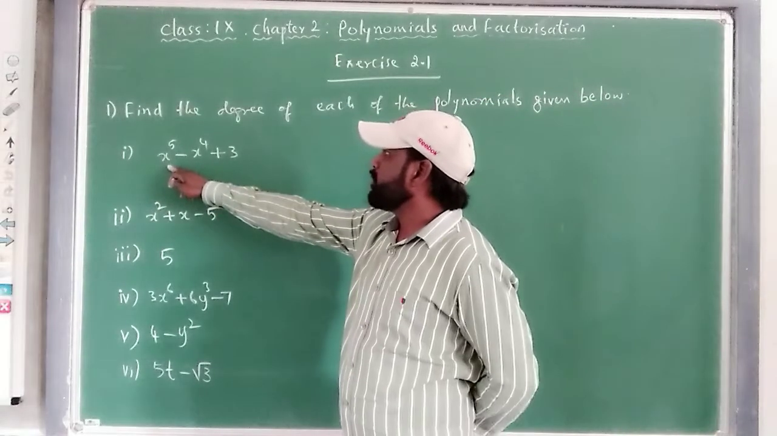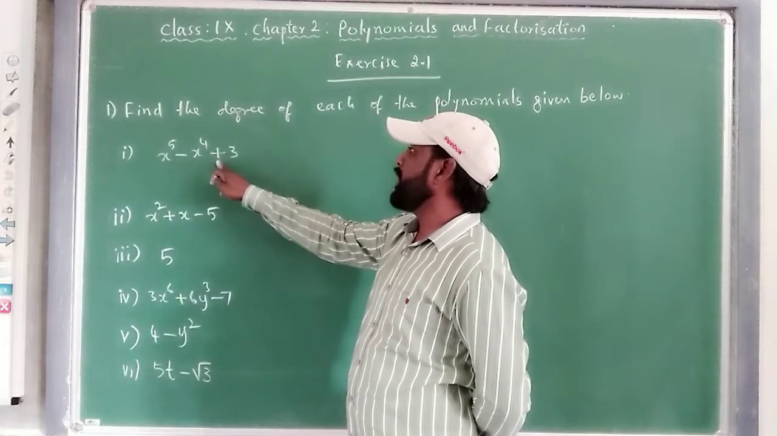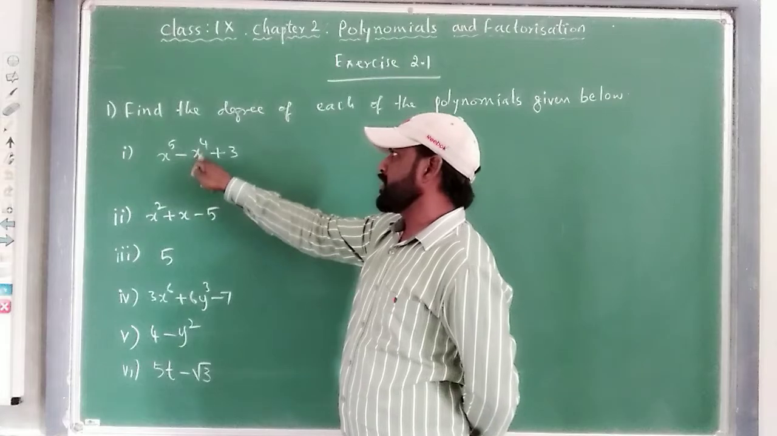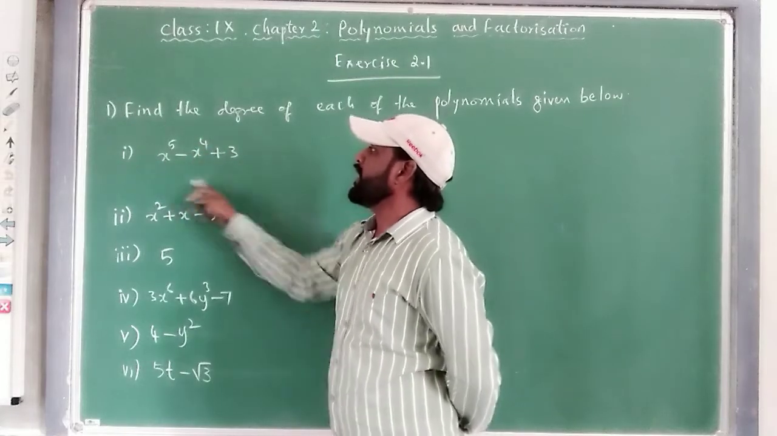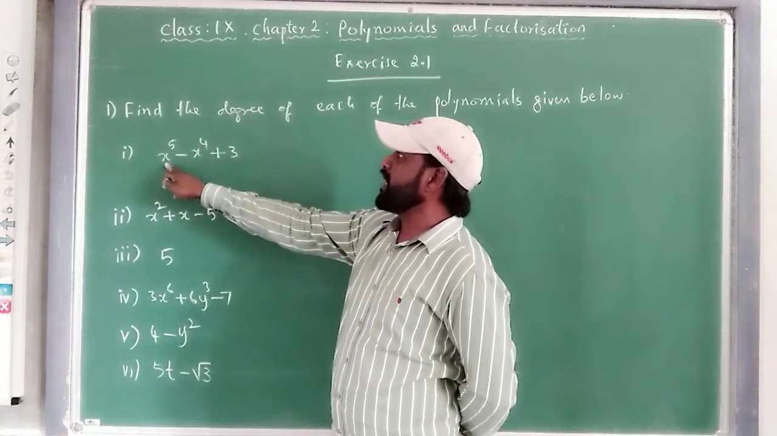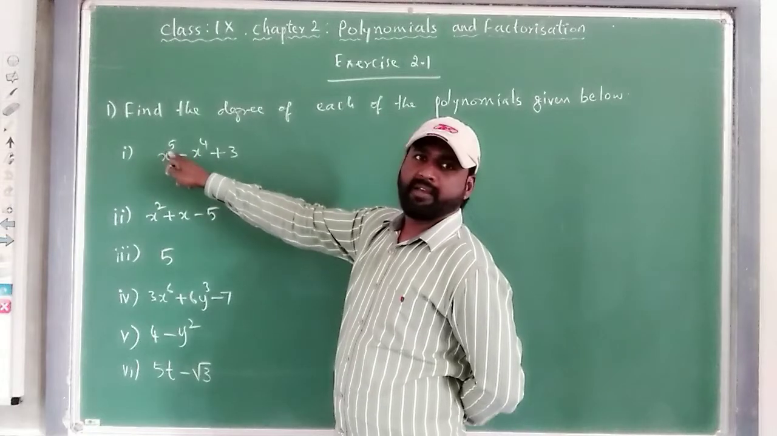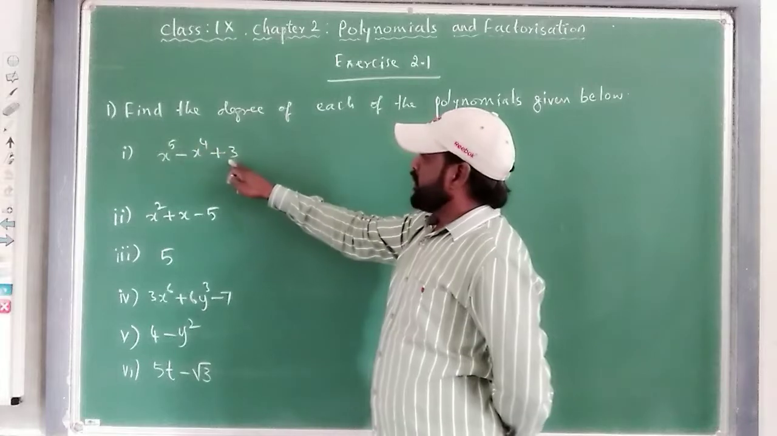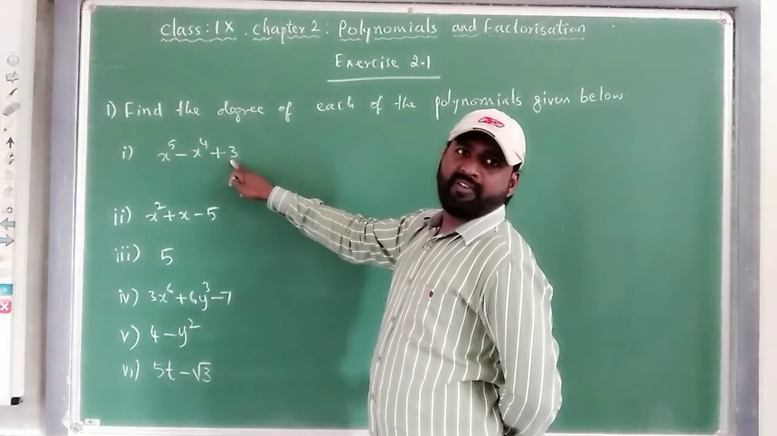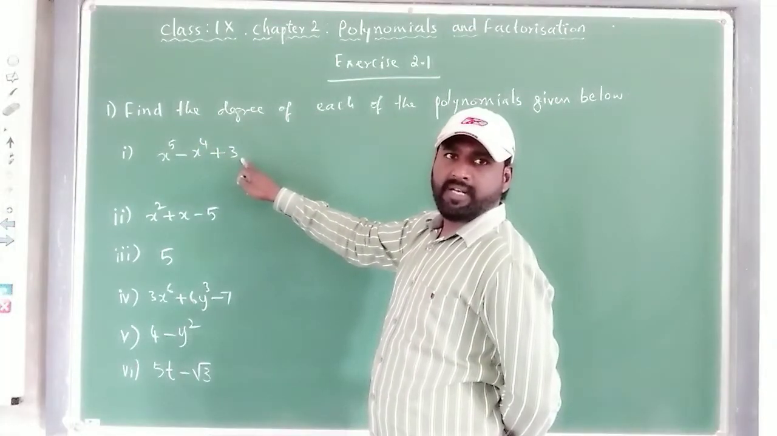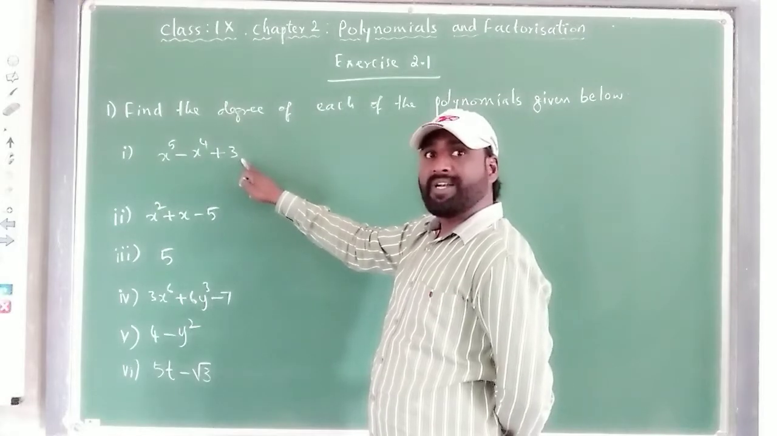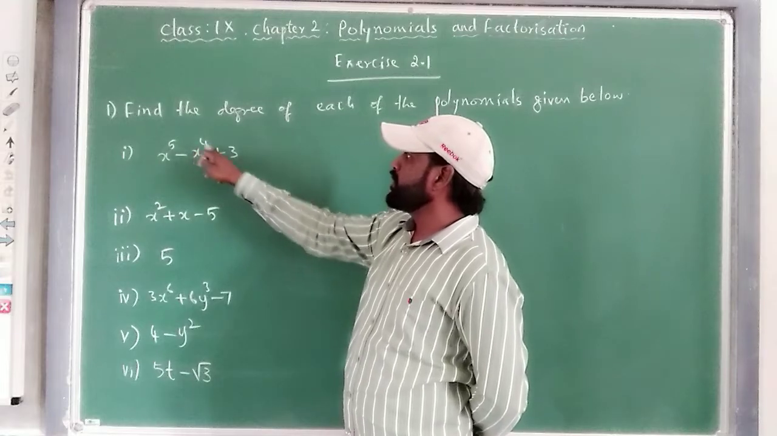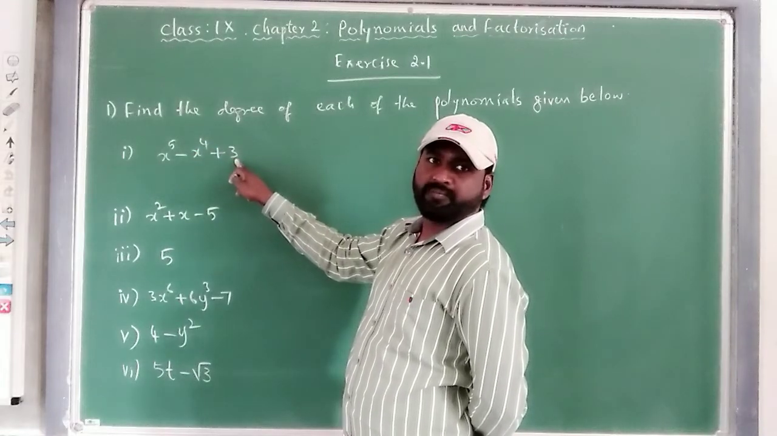See the first one, x to the power of 5 minus x to the power of 4 plus 3. There are 3 terms in it. In the first term, what is the exponent of the variable? 5. In the second term? 4. In the third term, the variable is not there, only a constant term is there. That means the variable's exponent is 0. Here the exponent is 5, here 4, here 0.